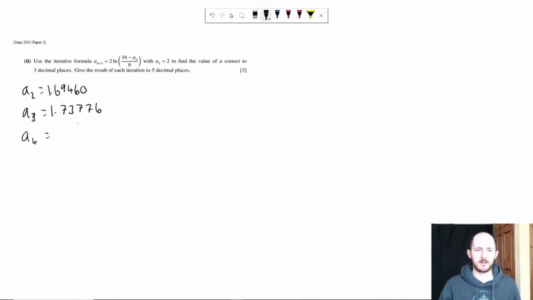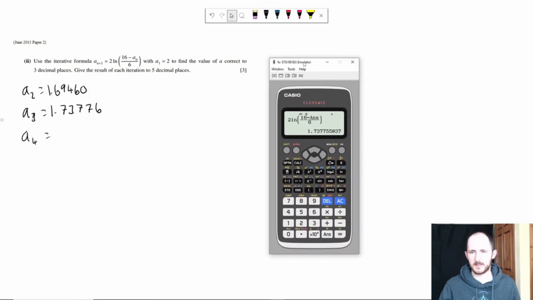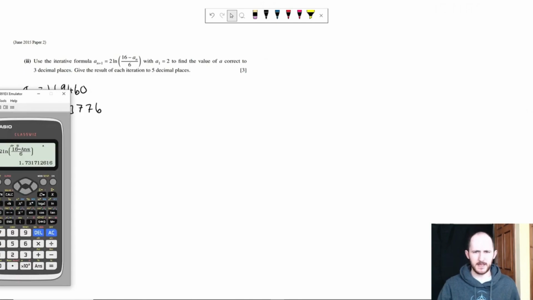Now, in an exam, you can do this a lot faster than I'm doing it, but I'm trying to explain it. So press equals again, 1.7. So you see, have you noticed it hasn't changed as much? It changes by a lot really quickly, and then it slows down over time. So let's go again.